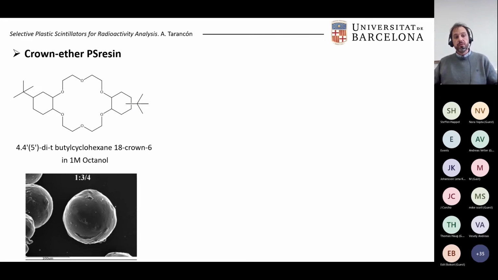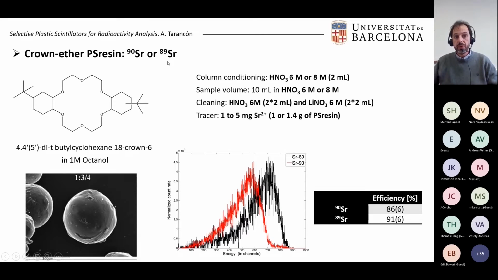Another resin with which we have been working for several years, and we are developing more analysis procedures, is the one based on a crown ether. This is the typical crown ether used for the analysis of strontium and lead also. Here are the data for the separation of strontium-90 or strontium-89. So you can condition the column with nitric acid. Then the sample has to be passed in nitric acid, 6 molar or 8 molar.